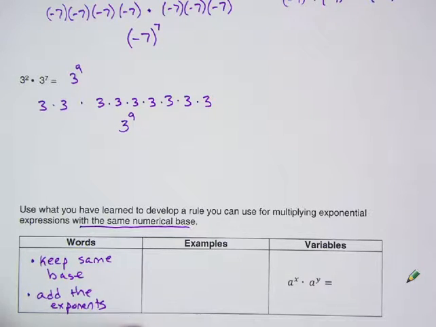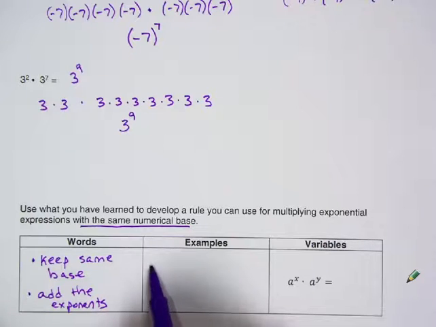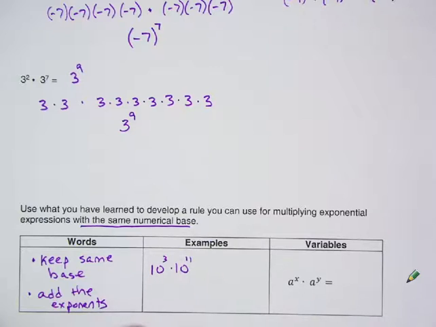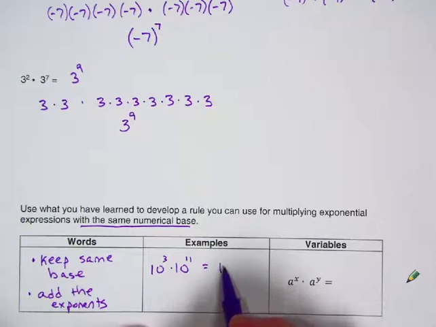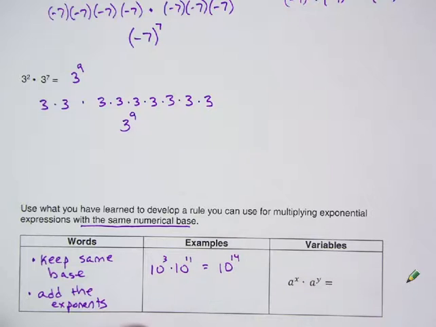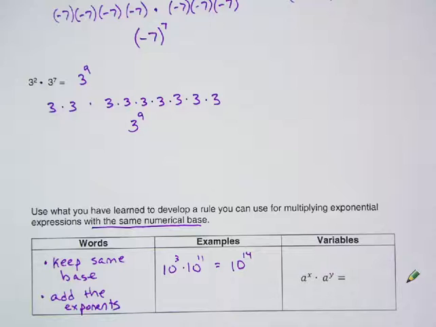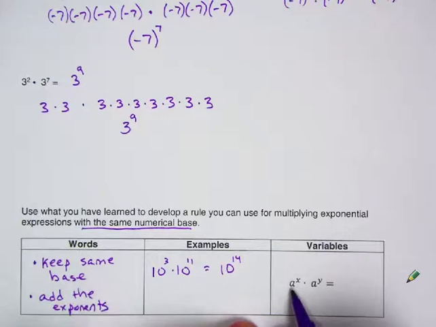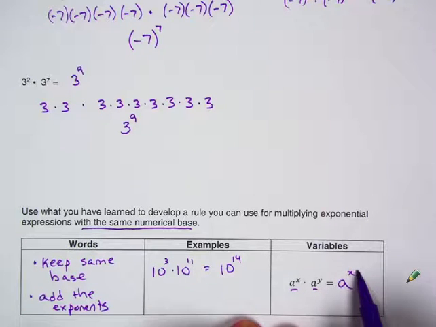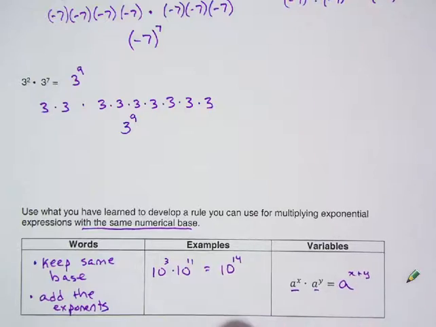So just a quick new example, if you were given something like 10 to the 3rd times 10 to the 11th, we would keep the base and we would add the exponents and get 14, and that would be absolutely correct. If you did this not with numbers, it doesn't really change the outcome. A to the x times a to the y. We keep the base, which in this case is a, and we add the exponents, which I don't know what x and y are, so I would just write x plus y as the exponent.